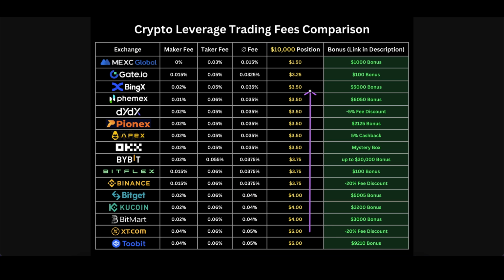You can see here, most of them, they are a little bit cheaper, but still it's not really that big of a difference if you look at it. And I always also mention that 0.05% is still a pretty low fee.